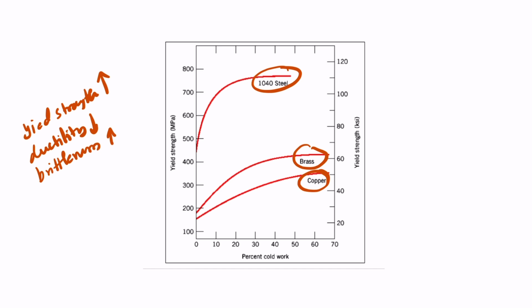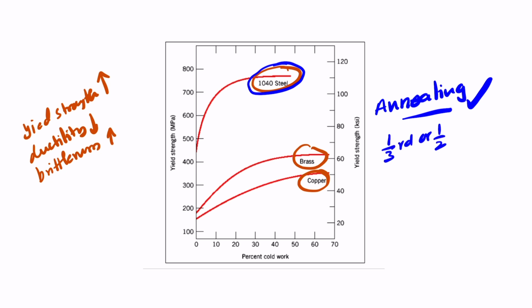Now how to fix this increased brittleness and decreased ductility? Here we can do one process, that is annealing. Annealing is actually a game changer. If we heat the cold worked metal to about one third to half of its melting point, the energy stored in the cold worked material is released.